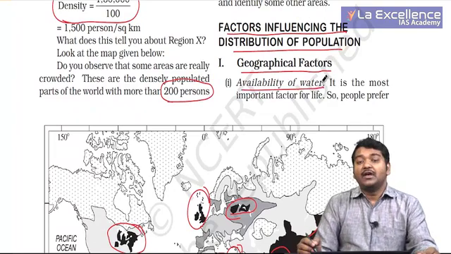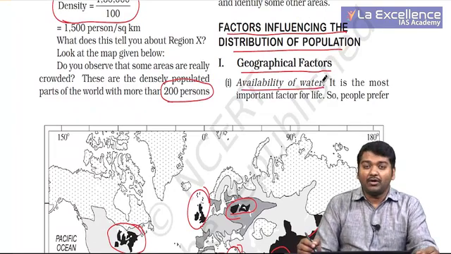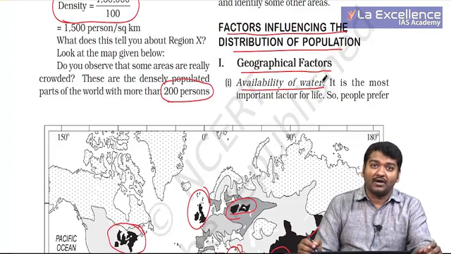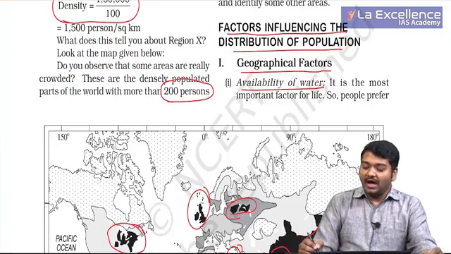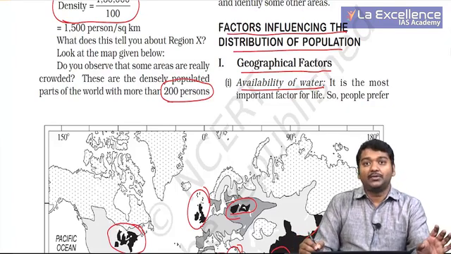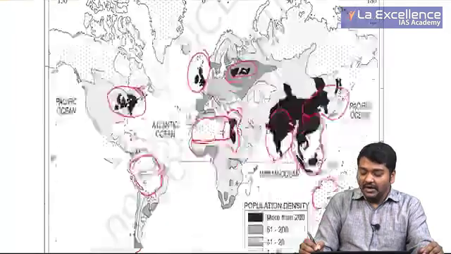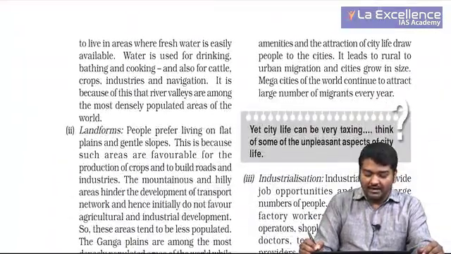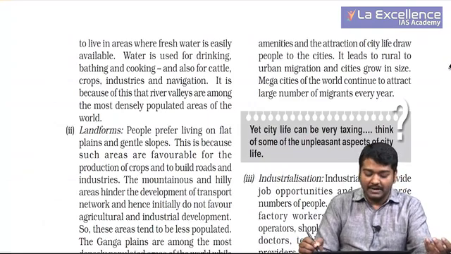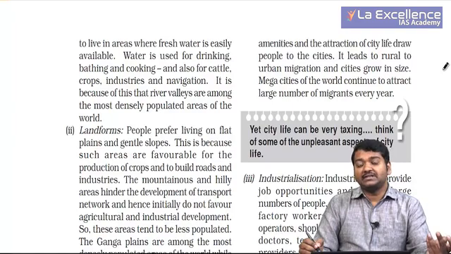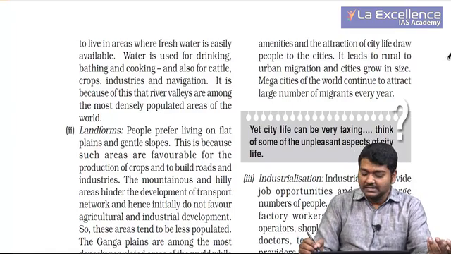Availability of water. Historically, availability of water was very, very important as primitive forms of agriculture were in practice. Availability of water tells us how exactly people have to move ahead, right? So when we talk about the availability of water, the Nile, Indus, Ganga, Brahmaputra, all this matters a lot. And industries have also come up wherever water is available.